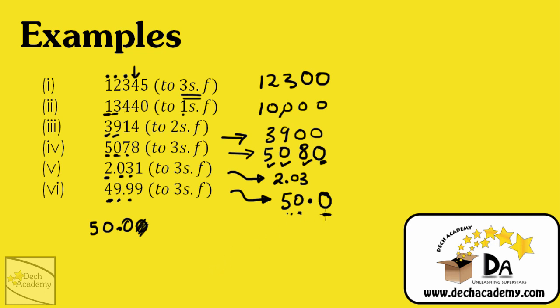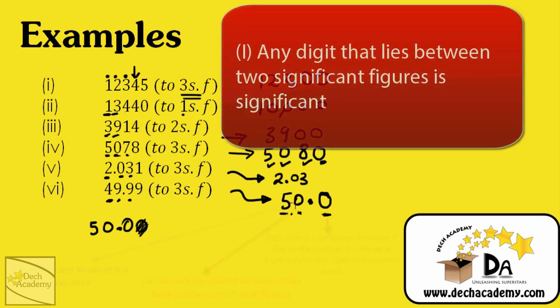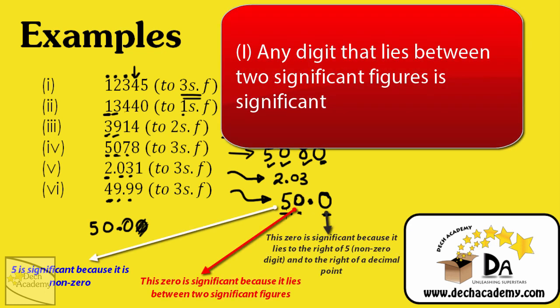The 0 is significant because it follows a decimal point and it is to the right of a non-zero digit. And just so you know, in any number where you have decimals, any number with a decimal point, any 0 before the decimal point that follows a non-zero digit is significant.